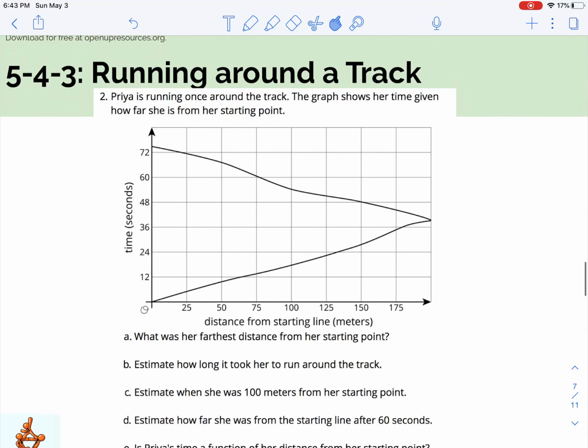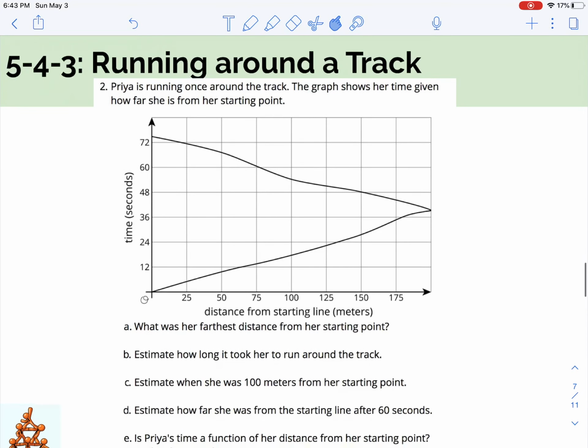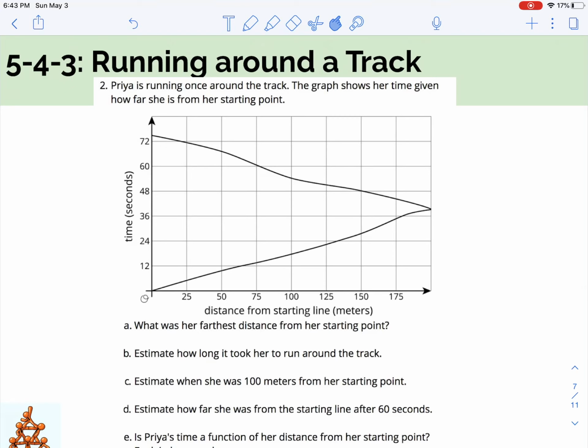Okay, running around a track again. So this time, I'm going to have you guys try to do most of this one on your own. It says Priya is running once around the track. The graph shows her time given how far she is from her starting point. So the first part wants to know what was her farthest distance from her starting point. So the farthest distance that Priya ever traveled, if that makes sense.